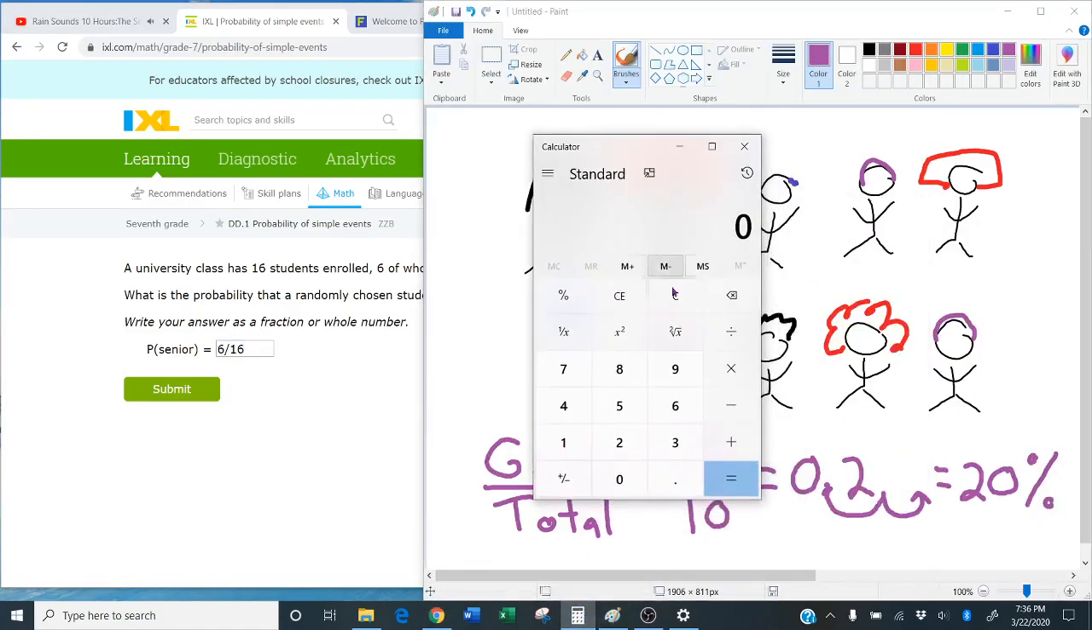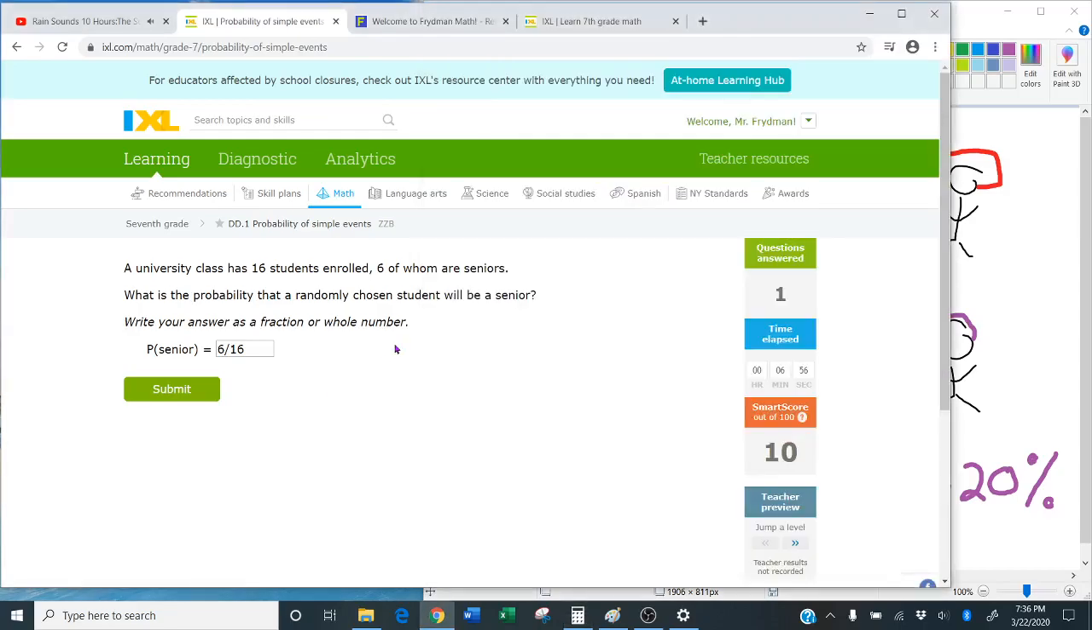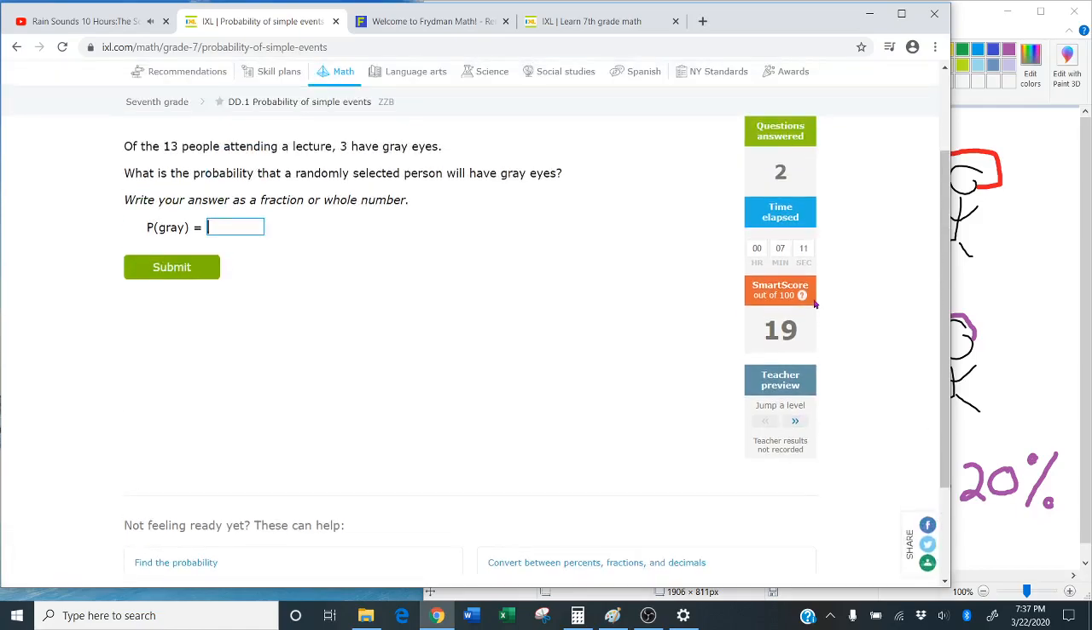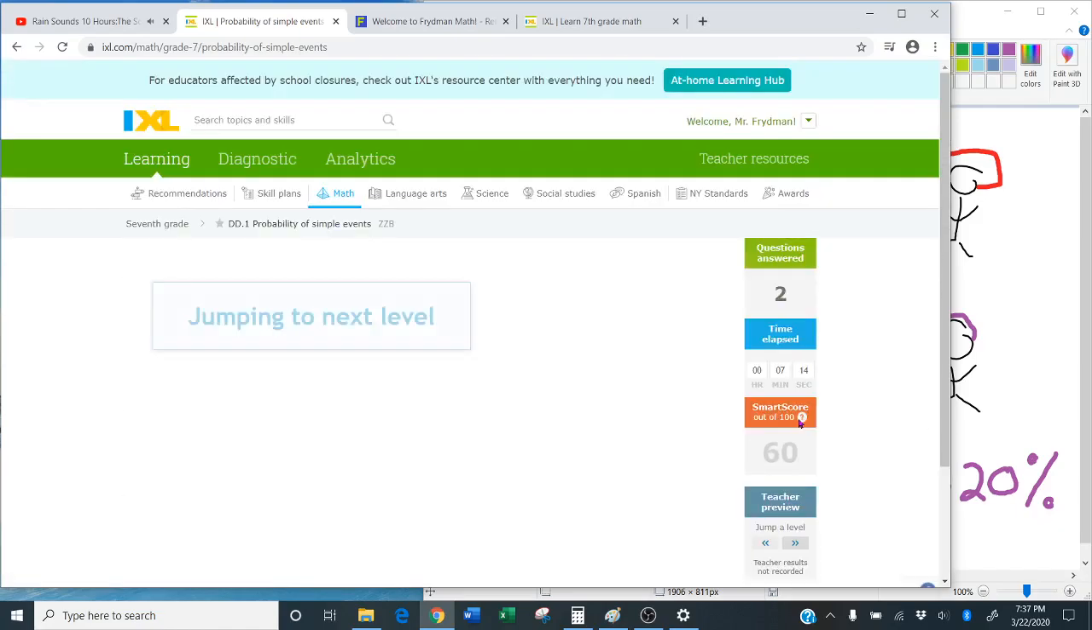That would also be, if I wanted to do it as a percent, we could do 6 divided by 16, which would be 0.375. As a percent, that would be 37.5%. So again, it's less than 50%, meaning if I randomly pick somebody, that person probably will not be a senior, but they might. All right, I'm going to skip ahead, which I can do as a teacher, to the next type of question that you're going to see in this exercise.